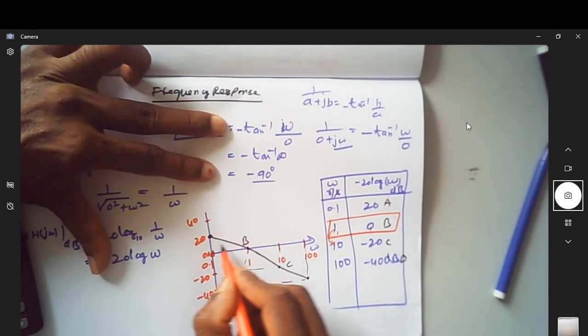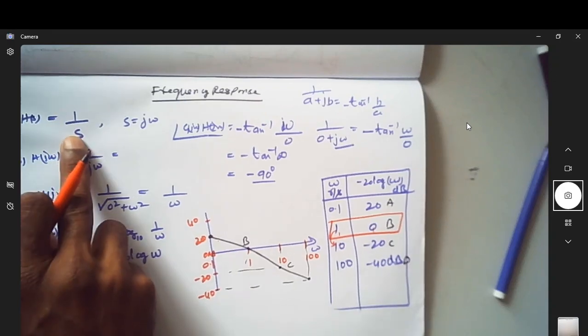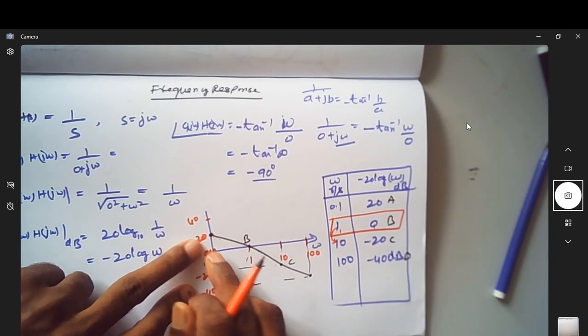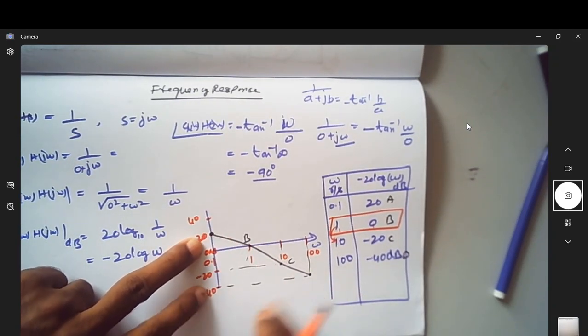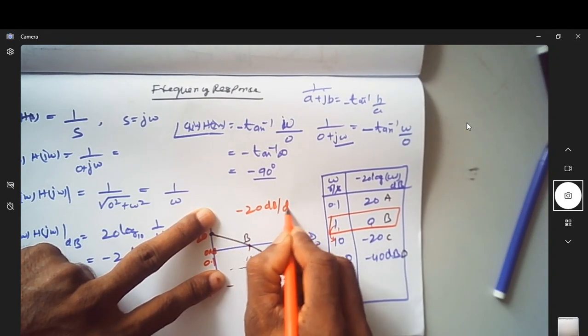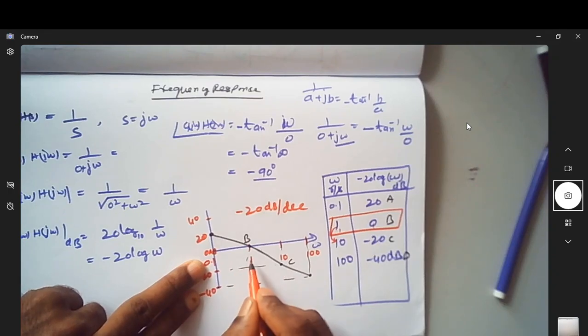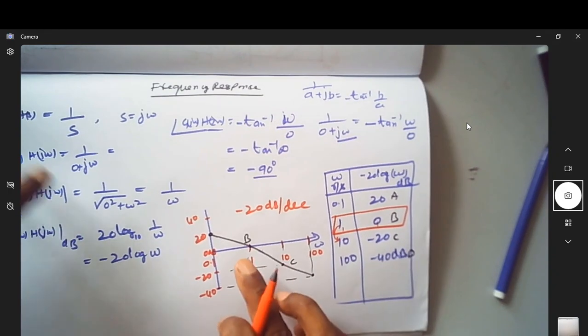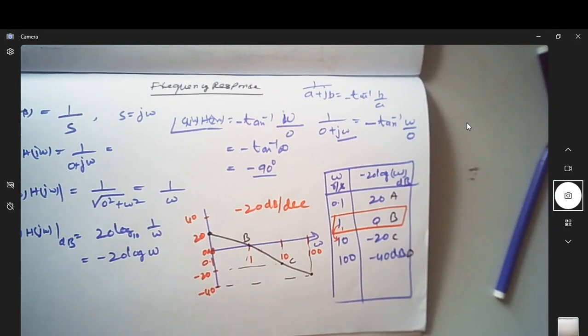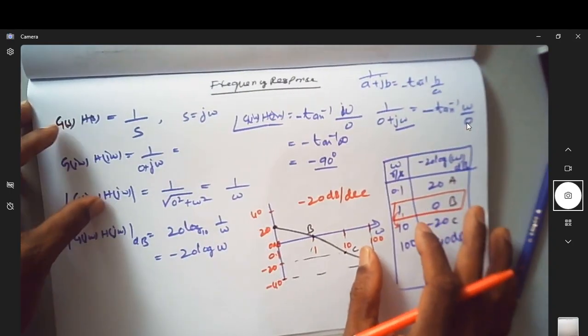So I can write the corresponding magnitude of this 1 over S would be a straight line with a slope of minus 20 dB per decade passing through 0 dB line at omega is equal to 1 radian per second. So this is the description of the magnitude of the term which corresponds to a pole at the origin.